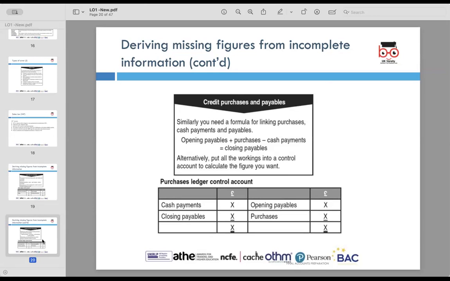Utilizing the purchase ledger control account: the purchase ledger control account consolidates transactions related to purchases, cash payments, and payables. This centralized approach aids in reconciling data and deriving missing figures effectively. Accurate determination of these figures is important for maintaining financial integrity, compliance with accounting standards, and supporting informed decision making within businesses.